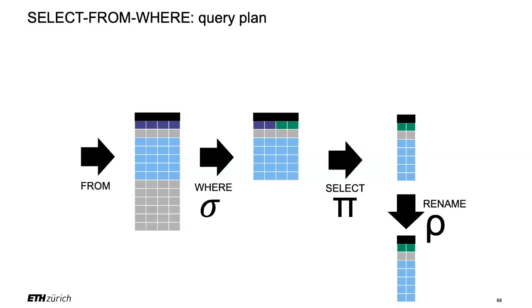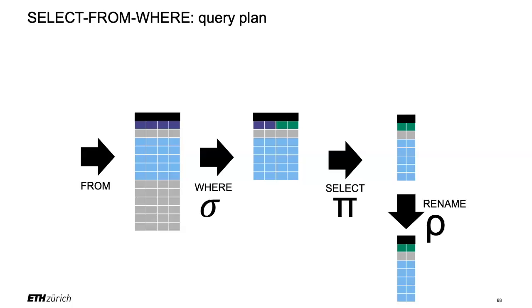Now, if we have this select from where, if I summarize everything we've seen so far, the query plan basically is going to look like from that gets a table, then you have sigma that is going to select some specific rows, followed by pi that is just picking the columns you're interested in, and followed by rho that is going to rename the columns to what you want if you use the as keyword. For whom is that clear?